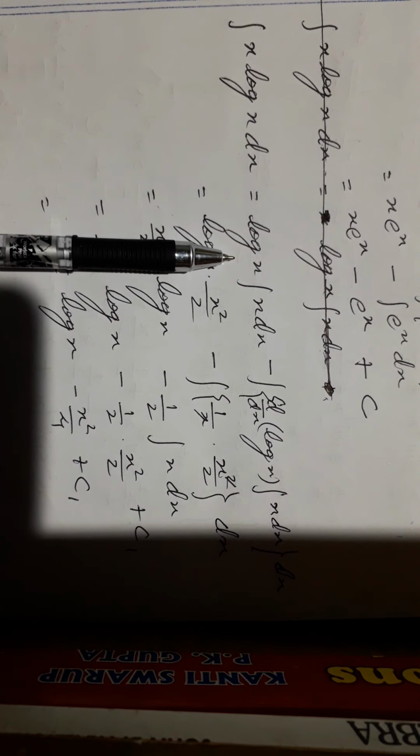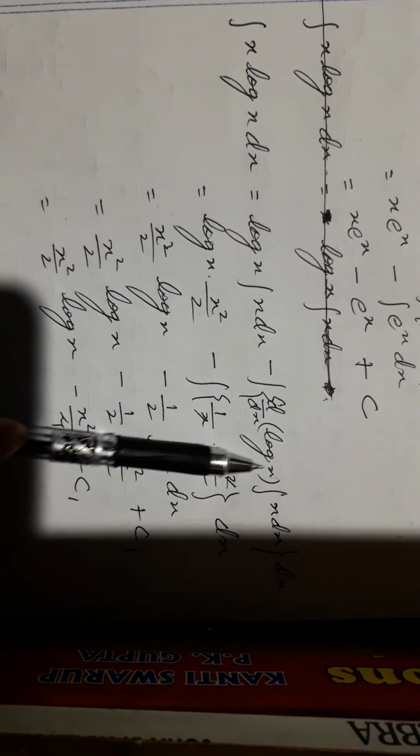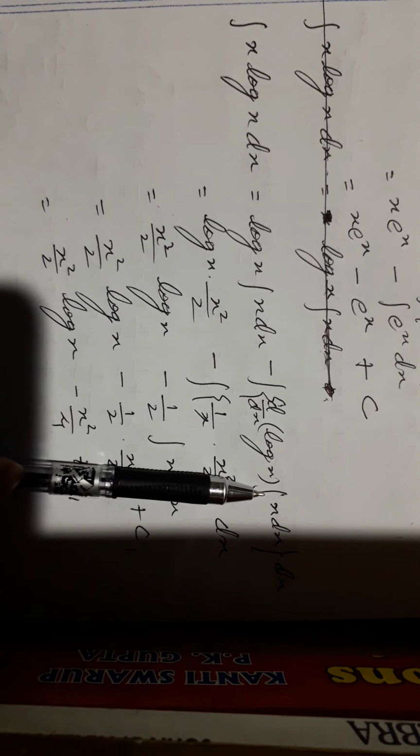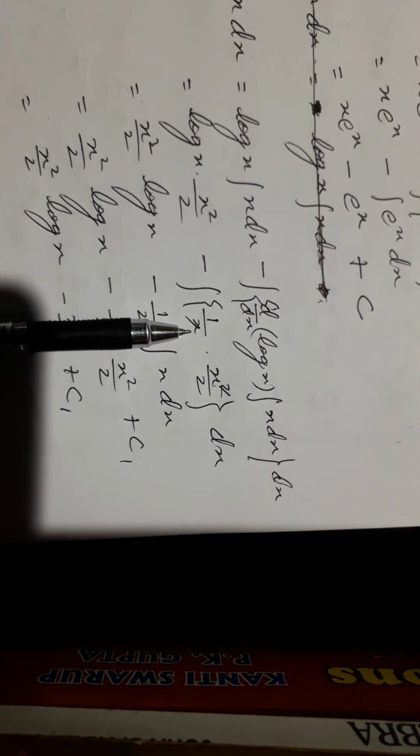I take log x as my first function, and I integrate the second function, minus the integration. Then I differentiate log x, the first function, and integrate the second function, and whatever answer we get here, we integrate that answer. The integration of x is x squared by 2. So we have x squared by 2 minus the differentiation of log x, which is 1 by x.